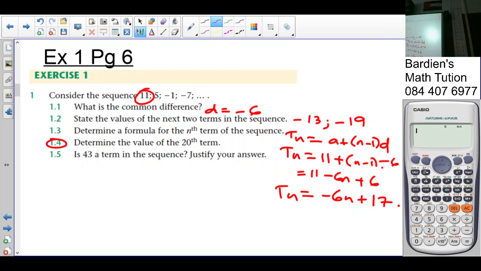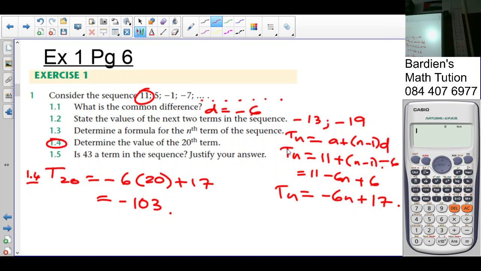Let's look at 1.4. Determine the value of the 20th term. So wherever I see n, I put a 20, so it's negative 6 times 20 plus 17. Negative 6 times 20 is negative 120. Plus 17 is negative 103. So that means to say, if I extend the sequence, the 20th term of the sequence will be negative 103. You all okay with that? You all agree with that? You all agree? Yes.